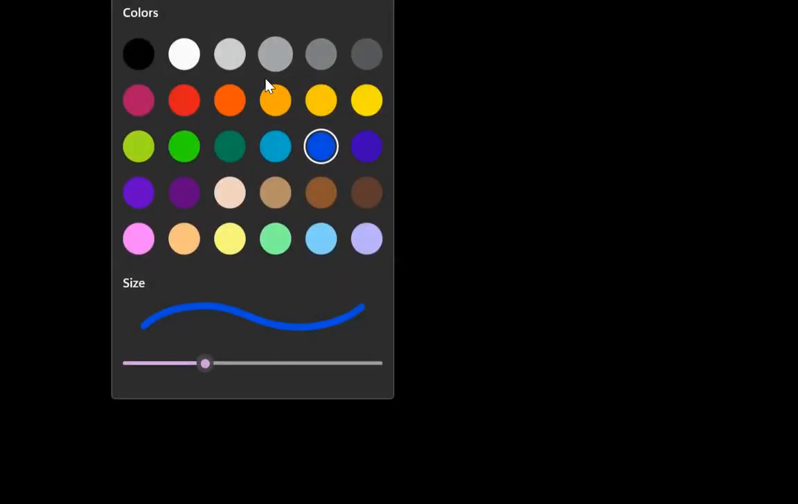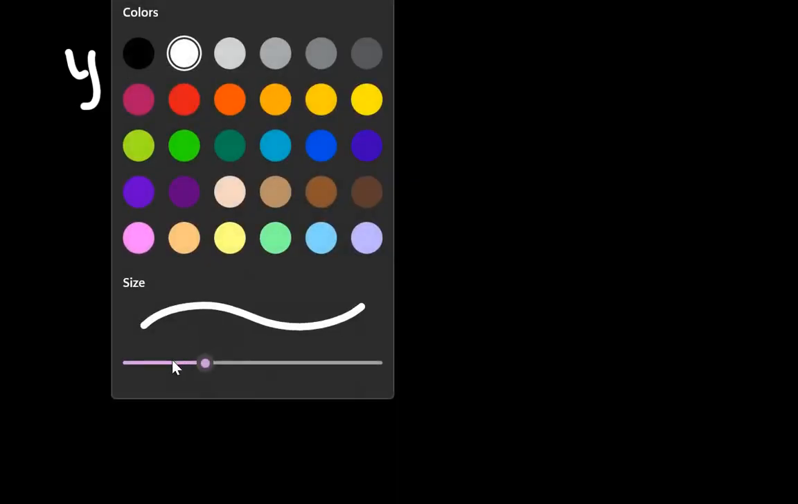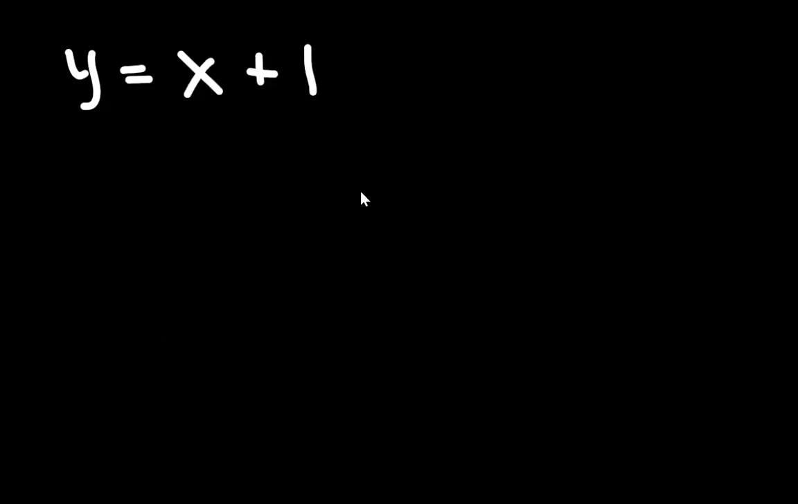For example, you might have y equals x plus 1. This is the function. You might also see y written as f of x. This is the same thing as y.